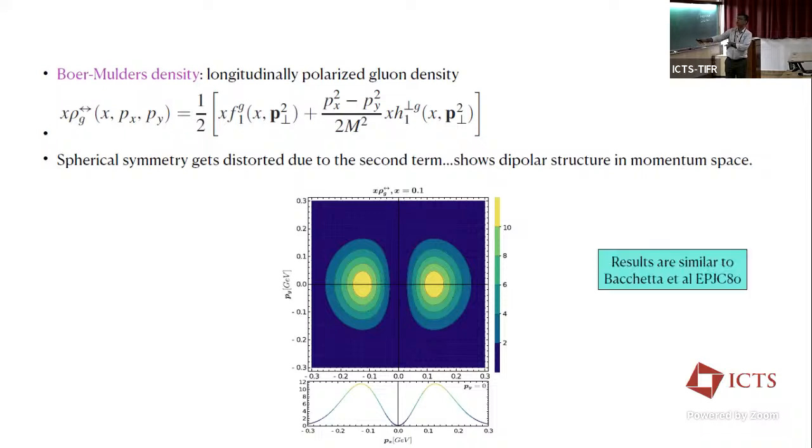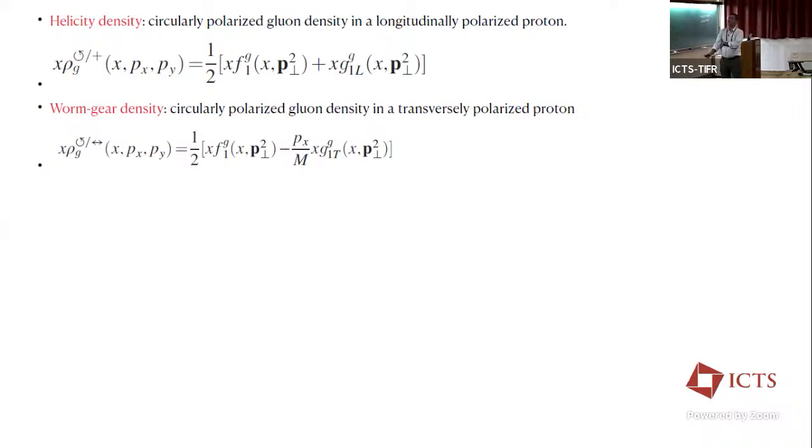And this result is also comparable to the result in that paper. And here, this helicity density is the circularly polarized gluon density in a longitudinally polarized proton. And this, the worm gear density, is the circularly polarized gluon density in a transversely polarized proton.